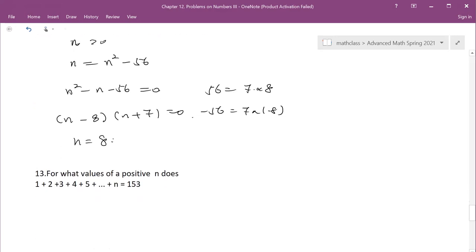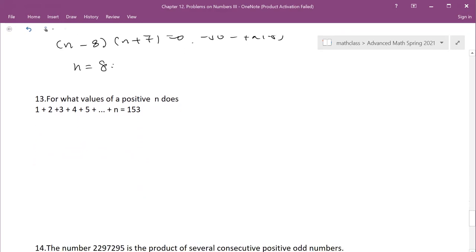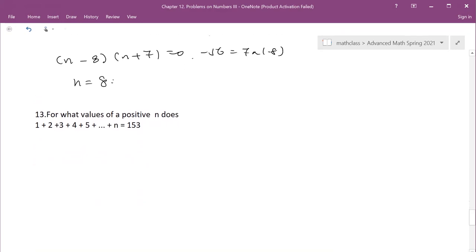Okay, now take a look at the next problem. What is the value for n? Find the integer such that the sum of those n integers is 153. The only formula we needed to know is that when we add them together, n times (n plus 1) divided by 2 equals 153. So n times (n plus 1) equals 153 times 2.